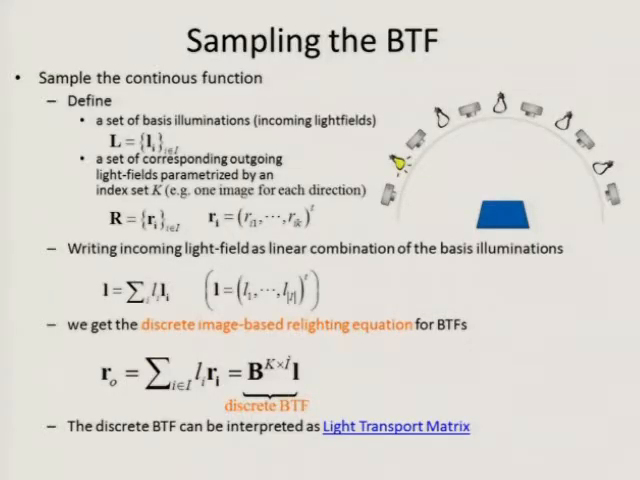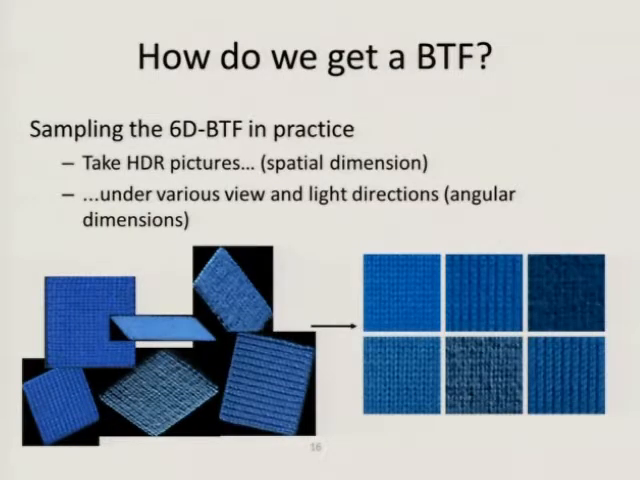If we write the incoming light field as a linear combination of some basic illuminations, like you did as a vector, then we get this discrete image-based relighting equation. This means we have the light vector, and this transport matrix, which is a very huge matrix, because we have not only one image but many images, and then we get our reflectance field. Okay, and that's what we are going to capture here. And how do we get this BTF? We simply take many, many images. Because the range of the reflectance is as high as the dynamic range of our scenes, we have to take HDR pictures, under various view and light directions. This is the same material under different views and different light.